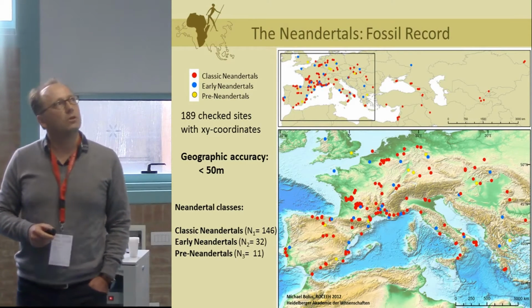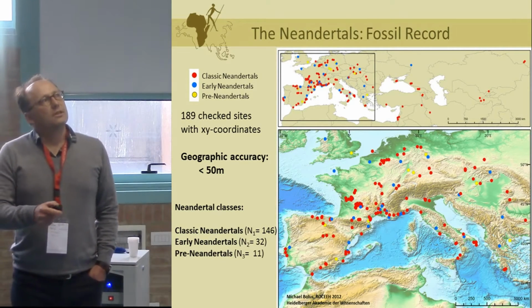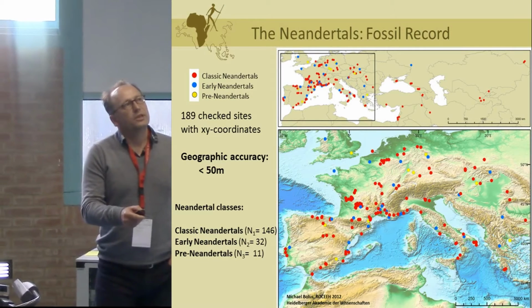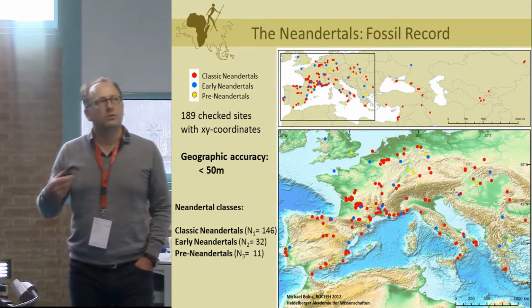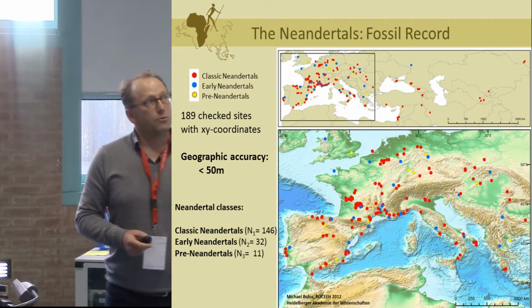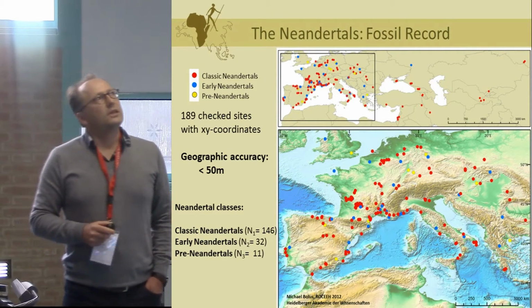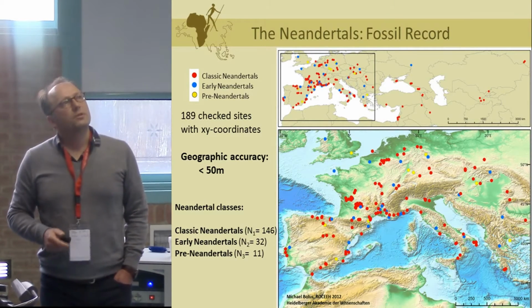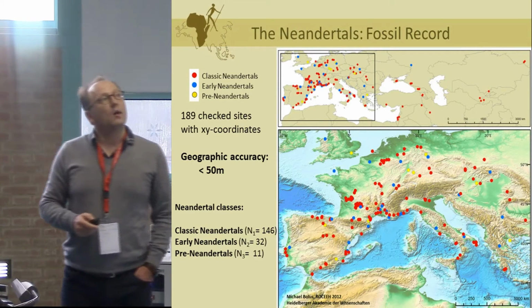We checked in the XY coordinates, and the geographic accuracy is less than 50 meters. Actually, the three classes of Neanderthals consist of 146 cases for classical Neanderthals, 32 sites of early Neanderthals, and the pre-Neanderthals are just 11 cases. So the pre-Neanderthal class cannot be used for the statistical analysis because we have far too little information for doing proper statistical analysis. On the right-hand side, you see the spatial distribution of the different Neanderthal classes around Europe, and as we have seen in previous presentations, also here towards the east, so the distribution of the Neanderthal habitats.